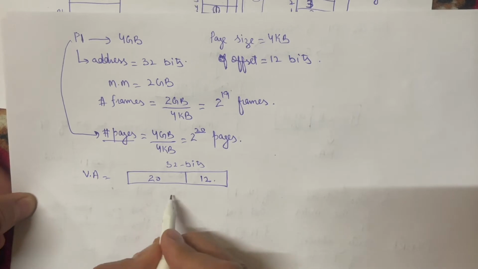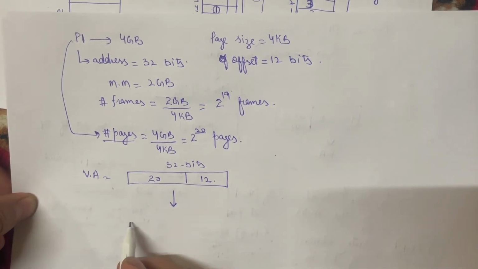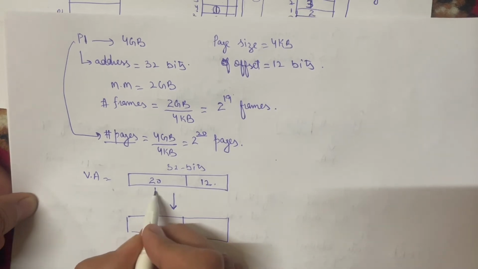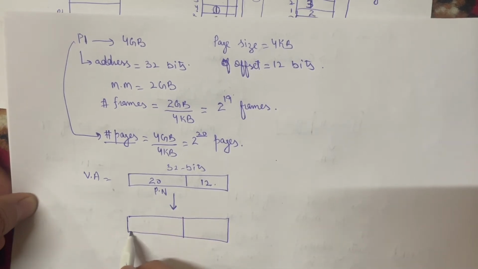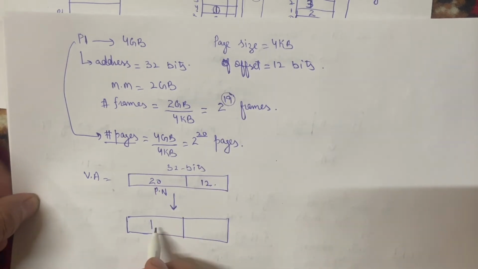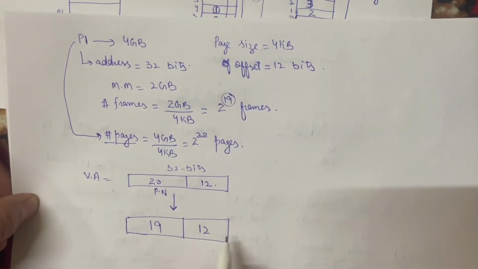Now we have to convert this into a physical address. The page number has to be converted into the frame number, and you can see that the frame number is how many bits? 19 bits. 19 plus 12. So this will be our physical address.